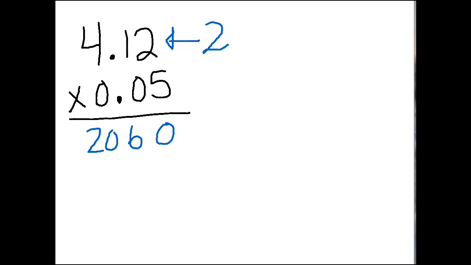I have 2 in each of these factors. So I know that if I add 2 plus 2, I get 4. So I need to have 4 numbers to the right of my decimal place. So my decimal point is going to go there. And I just like to put a 0 in the ones place, to help me make sure that I didn't just put a stray mark in front of my 2.